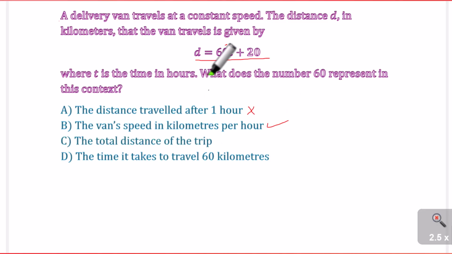This is right. If it is speed, that is 60 kilometers per hour, and if we multiply by hours, it gives what? Distance. Therefore, this one is rate. In a linear equation, you know that mx plus c, this m is what? A slope or rate. So the answer is B.